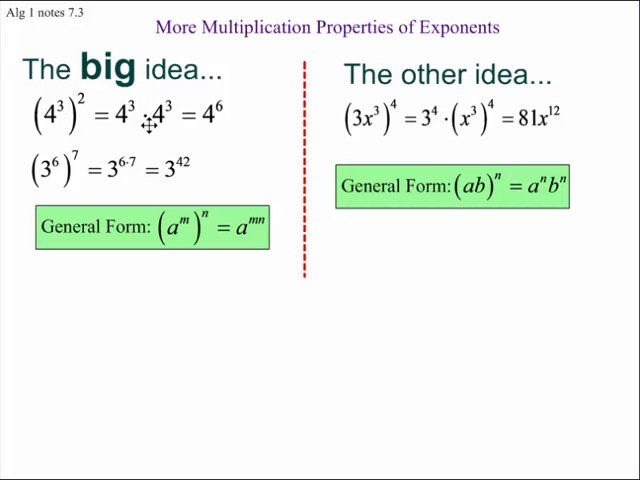This brings us back to what we learned yesterday. This is just 4 to the sixth. I'm multiplying 3 4s here, multiplying 3 4s here. How many total 4s am I multiplying? 6. Alright?